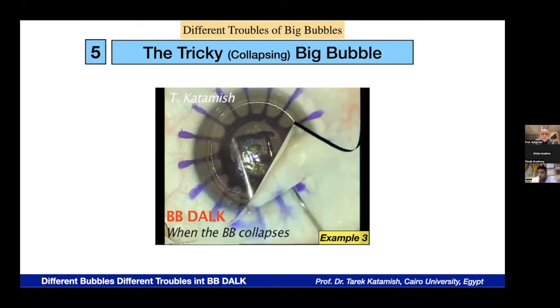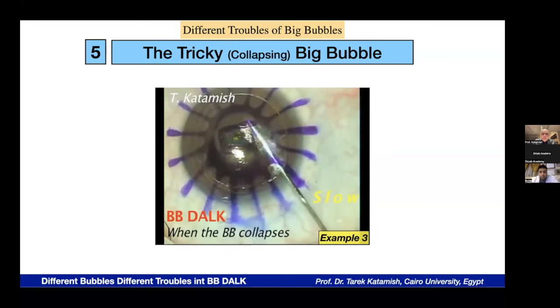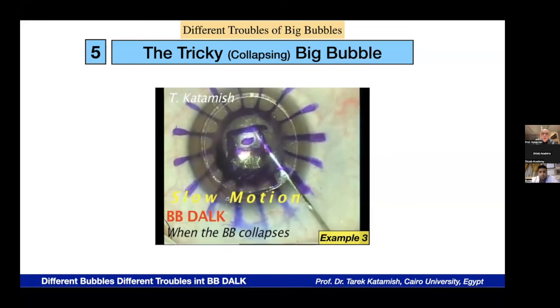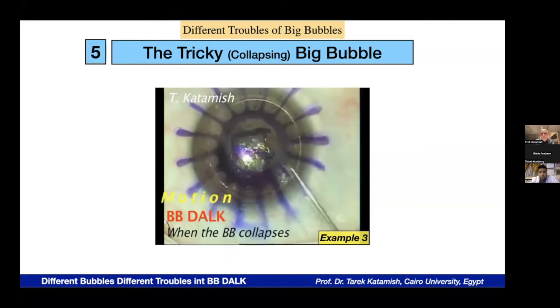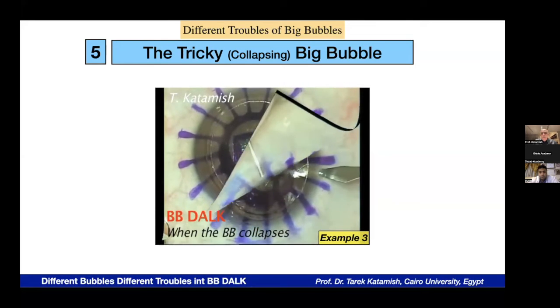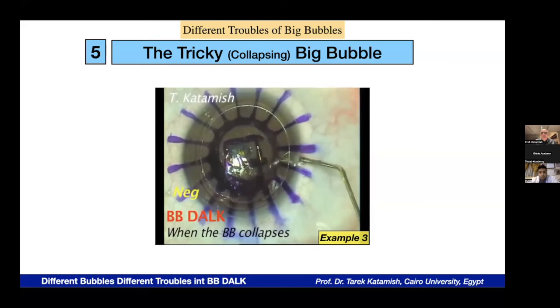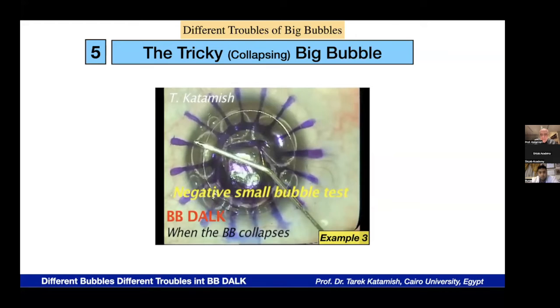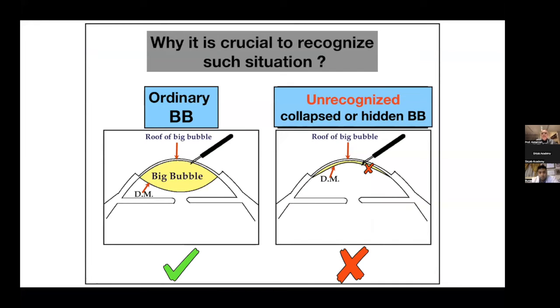You see now, I inject air, I will have the bubble, you see, and when you are going out, all the air comes out with you, you see. That's why when you do the small bubble test now, you will find the small bubbles are in the middle, not in the periphery. So you have the big bubble, but it is collapsed. So why is it crucial to diagnose such a situation? As you know, in the ordinary way, we do stromal debulking and open the roof of the big bubble. We have the roof away from this membrane.